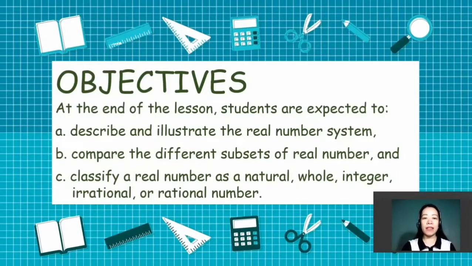For our objectives, at the end of the lesson, students are expected to first, describe and illustrate the real number system. Second, compare the different subsets of real numbers. And lastly, classify a real number as a natural, whole, integer, irrational, and rational number. Are you ready? Come on and let's begin our numberful journey.